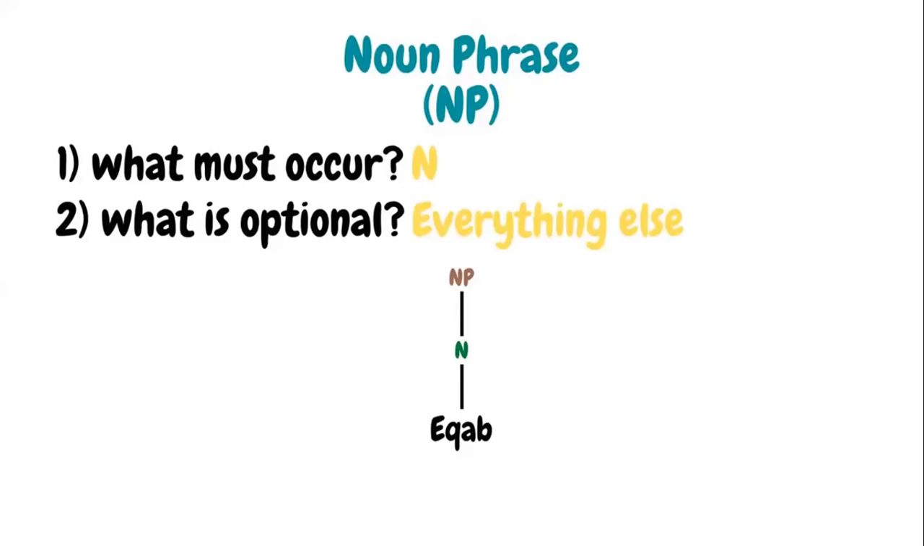This means that they do not have to occur in a noun phrase. And now you kind of get to see why we call it a noun phrase. In the first place, because the only thing that must occur in a noun phrase is a noun. And in most cases, we give the name of the phrase based on what must occur, but not in all cases.